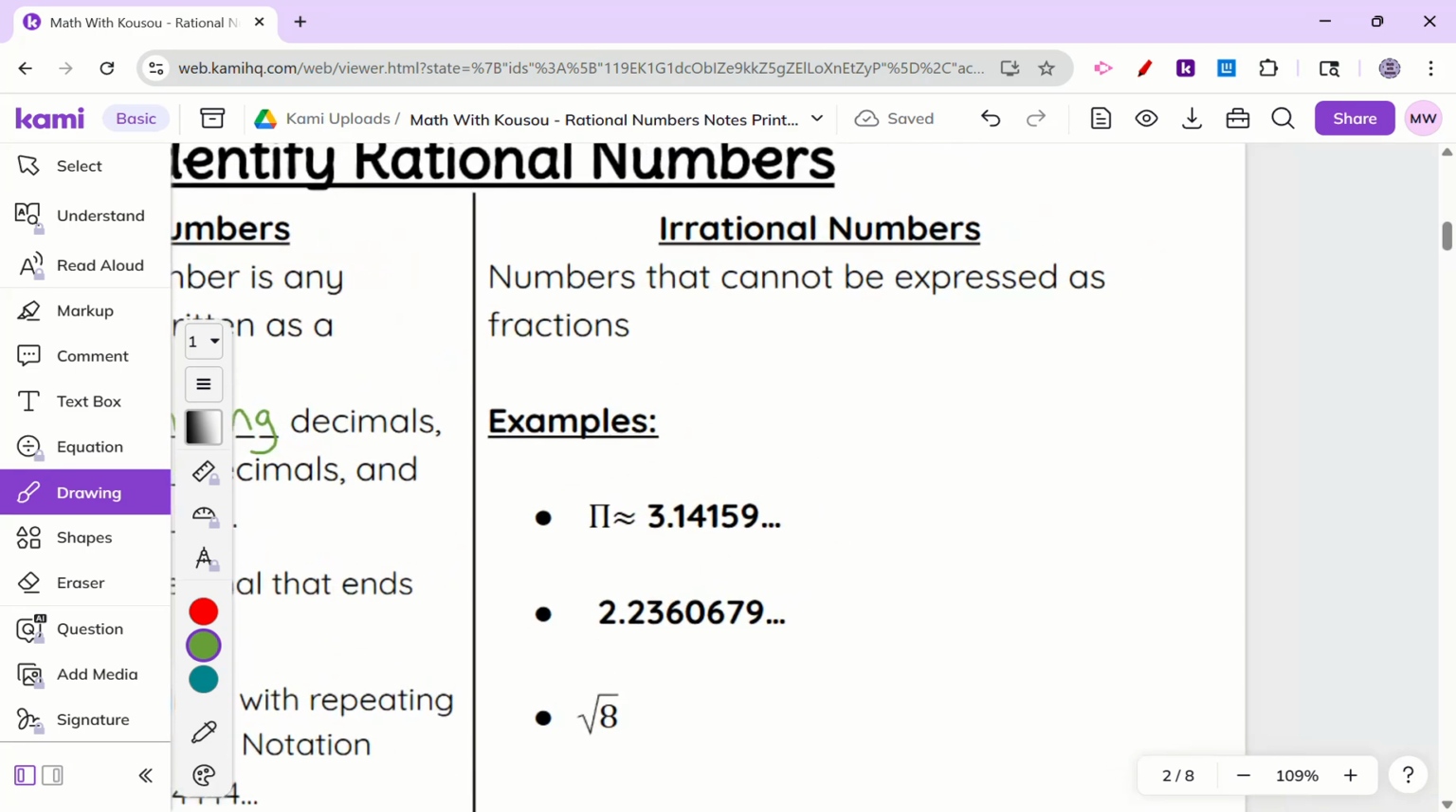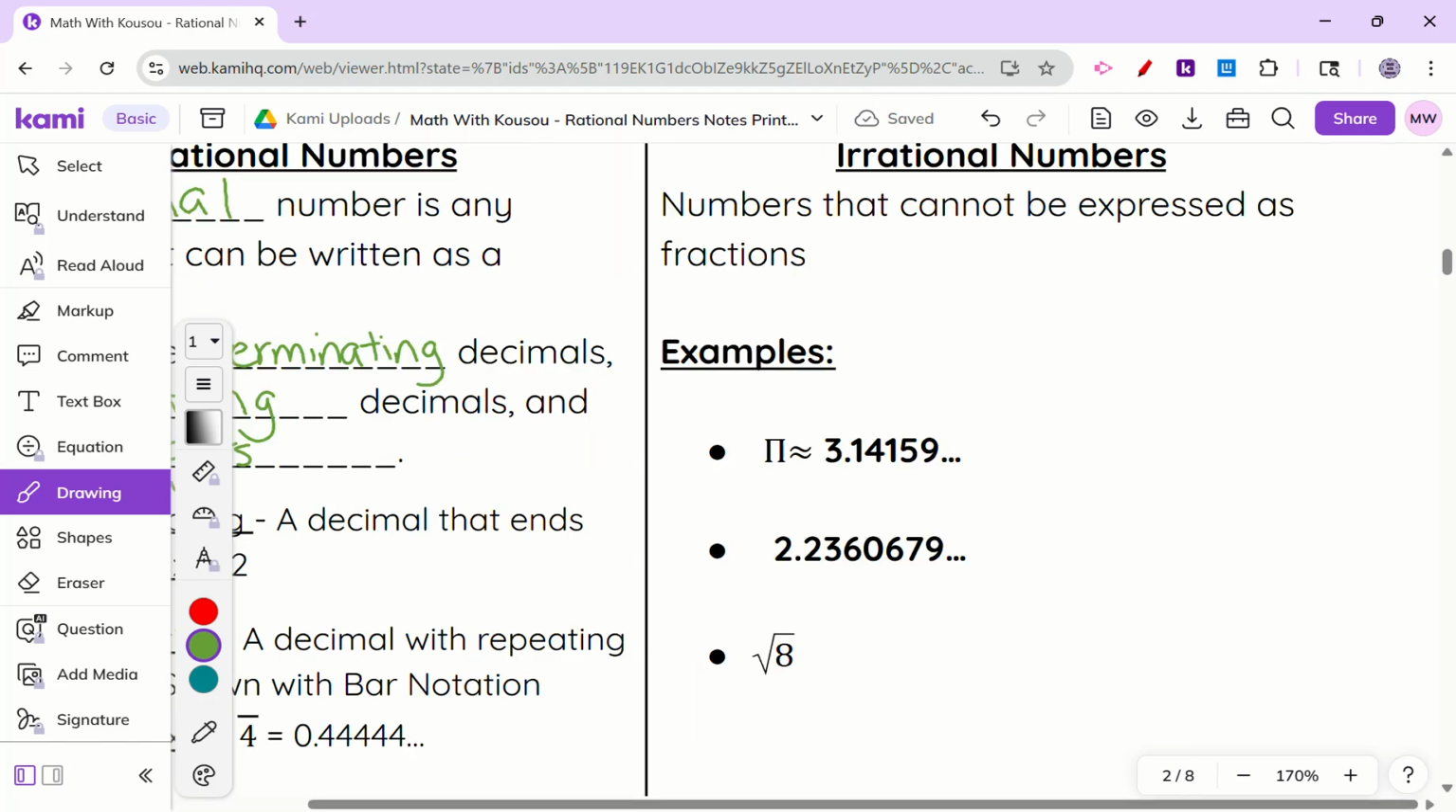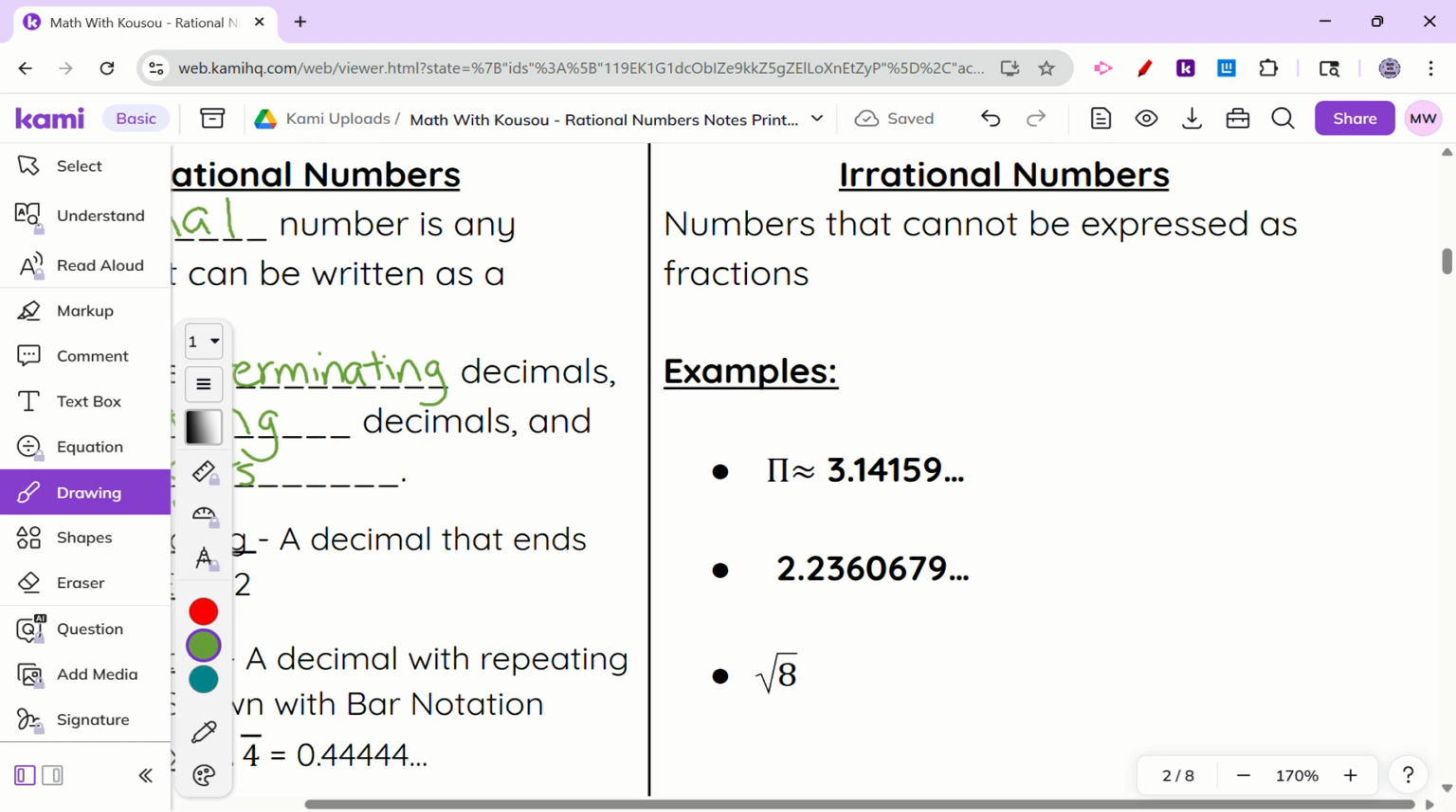All right, irrational numbers are numbers that cannot be expressed as fractions. So pi, for instance, is 3.14159 and a whole bunch of other digits that we don't know. Since this cannot be written as a fraction, and we don't even know the rest of the digits of pi past however many we know, we can't turn it into a fraction. Therefore, it is irrational.